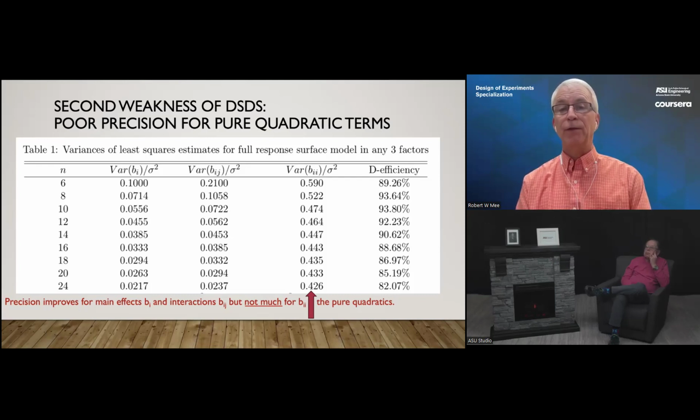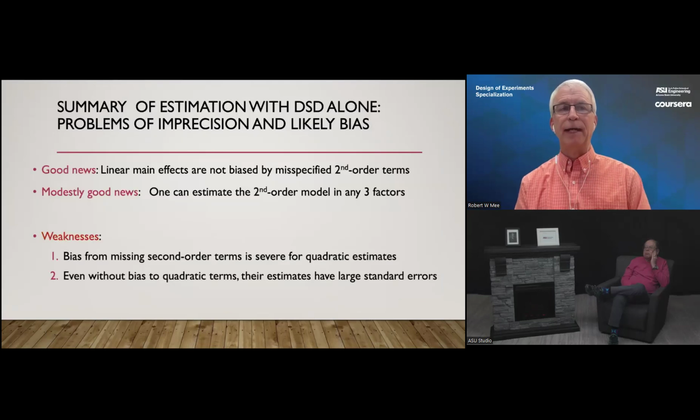But look at the variance for the pure quadratic coefficients: 0.59 times sigma squared. In other words, these variances are roughly sigma squared over 2. Sigma squared over 2. And so there is not the same improvement in precision for pure quadratic coefficients that there is for linear main effects and linear bilinear interactions. So here's a summary of the problems, and I need to quickly get to the remedy.